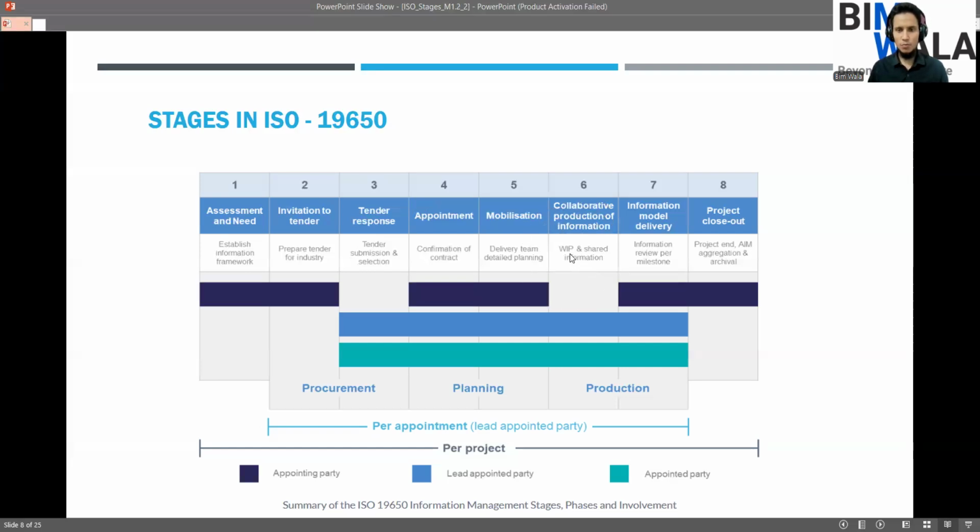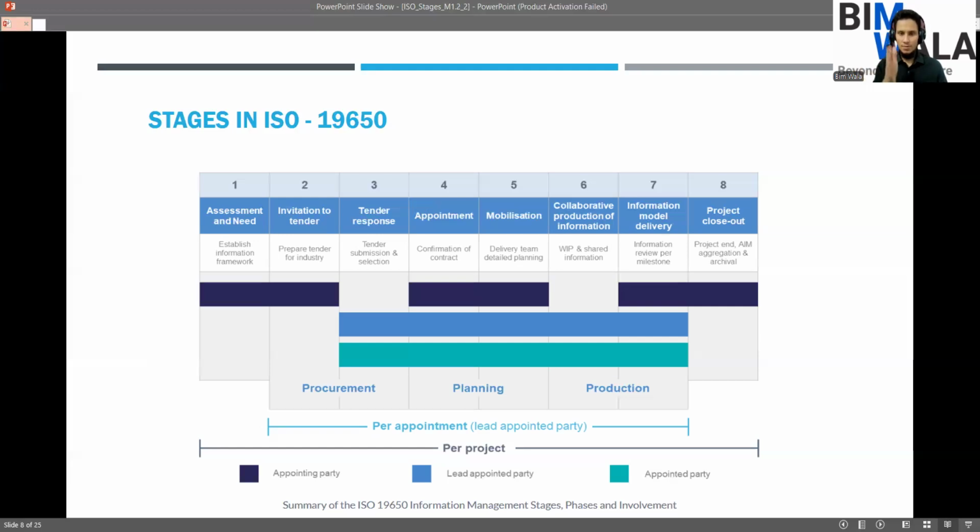Post that, we have collaborative provision of information. WIP is nothing but work in progress and shared information. Once L&T has started working on the project, there is a progressive stage, work in progress stage, okay, wherein we start modeling or producing information, and it will go through various stages.